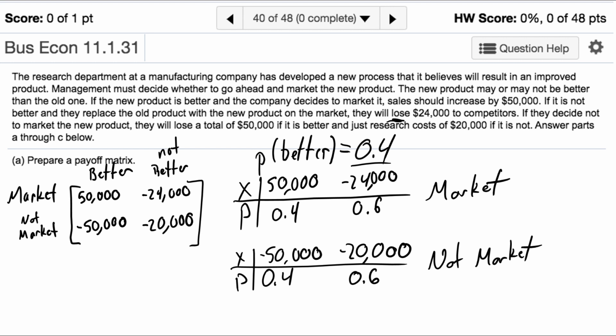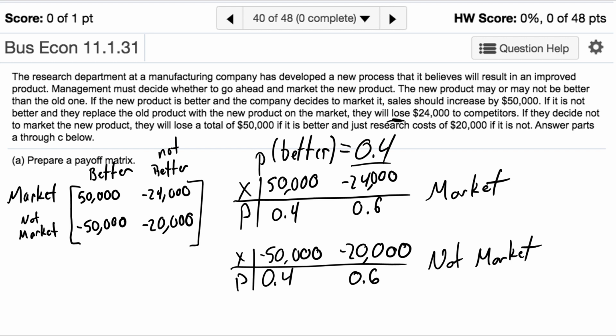So then we just multiply down. For the market one, we'd multiply 50,000 times 0.4, and then negative 24,000 times 0.6. Add those together. That would give us our expected value there. On the next one, negative 50,000 times 0.4 and negative 20,000 times 0.6. Add those together. That is going to give us the expected value there. Whichever of those values is higher is the one the company should use, because that means they have the best expected profit from that strategy, whether it's marketing it or not marketing it. So I'll leave you guys to actually calculate those expected values, but we've got it all set up so you can do it.